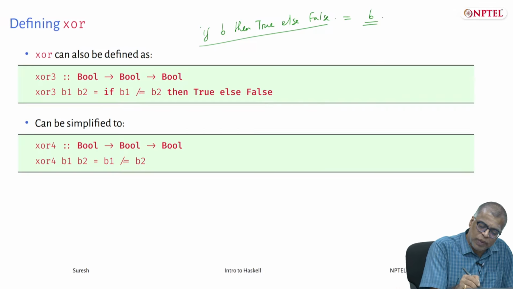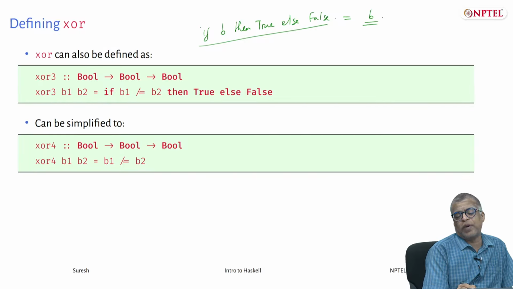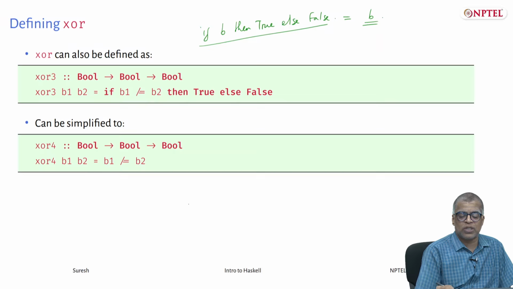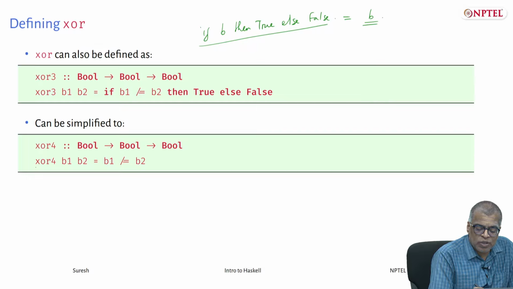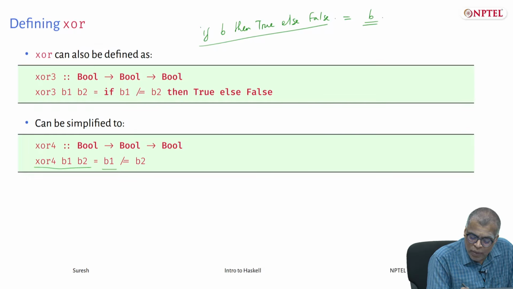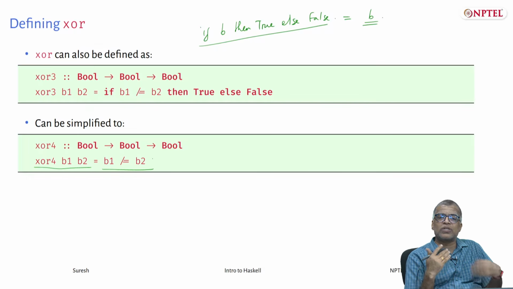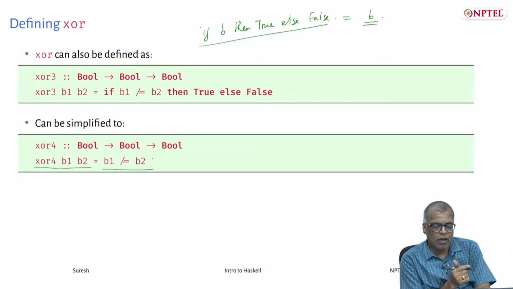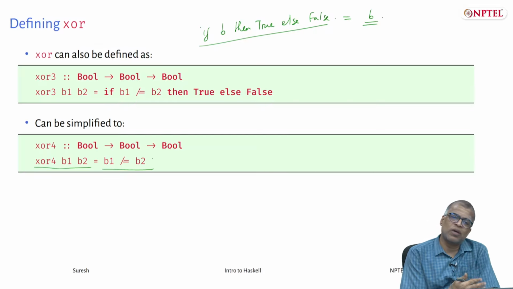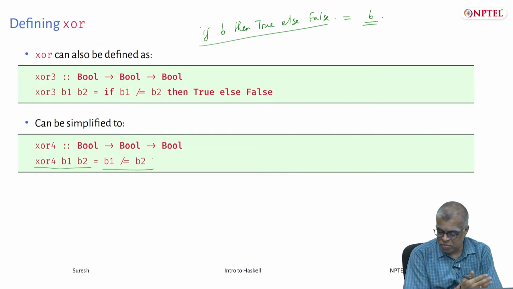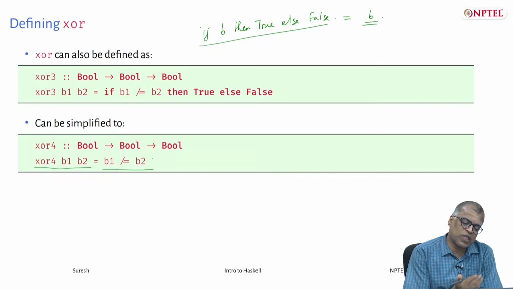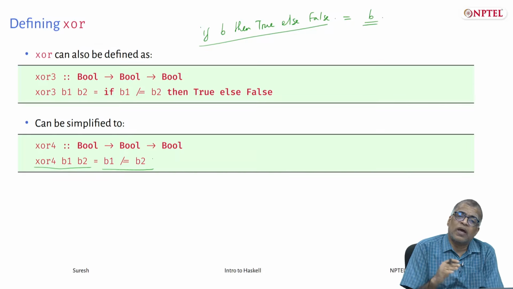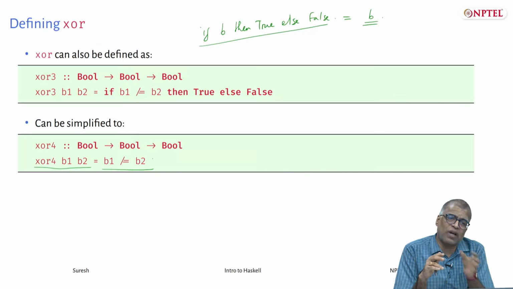So in this particular function, instead of writing if B1 not equal to B2 then true else false, you could have just written XOR B1 B2 is nothing but B1 not equal to B2. This is a valid function. This is a much simpler function, a much simpler definition, and it's much more succinct, right? And this expresses what you want to say very clearly.